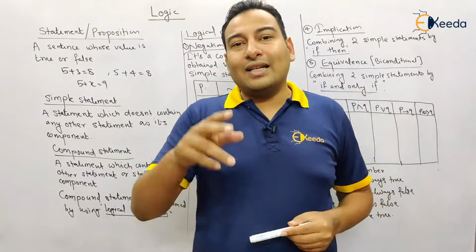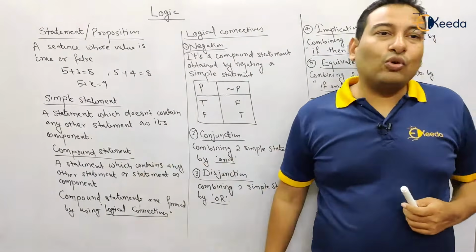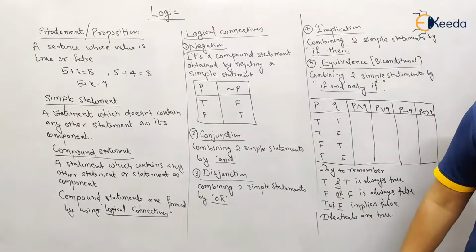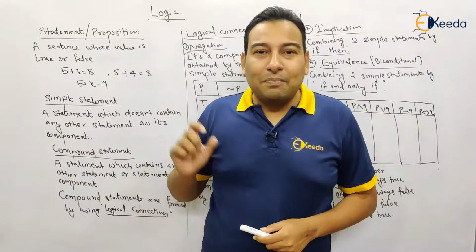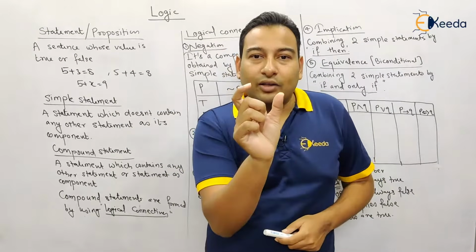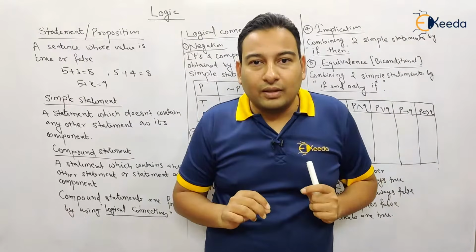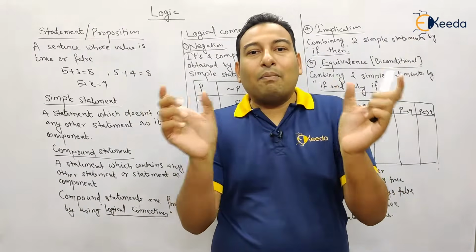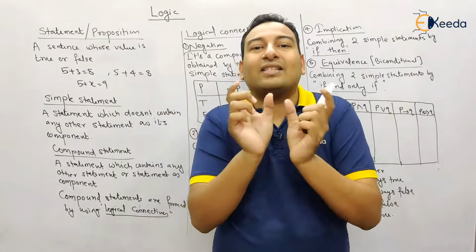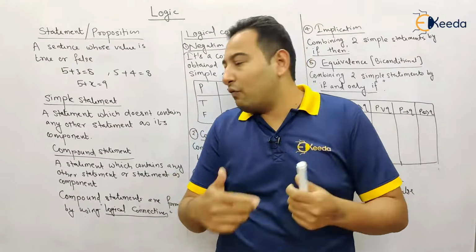Now let us talk about the types of statement. There are two types of statement. The first is the simple statement and the next one is the compound statement. What is a simple statement? A simple statement means only one statement that you cannot further break down. And a compound statement means combining two or more simple statements. Combining two or more statements will form a compound statement.